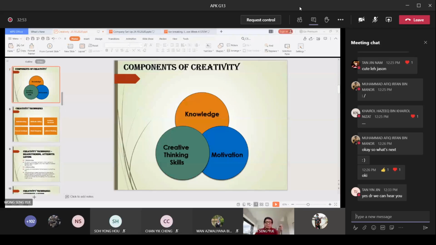The third is motivation. Motivation is very important. You have to make sure that your team members, your employees, or your experts are motivated. You cannot always say bad words to them and make them demotivated, because creativity needs a lot of motivation. This is very important.